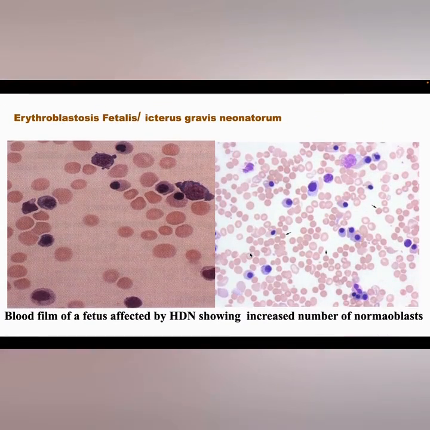Peripheral blood smear of HDN shows an increased number of normoblast cells. That is why we call it erythroblastosis fetalis. It is also called icterus gravis neonatorum.